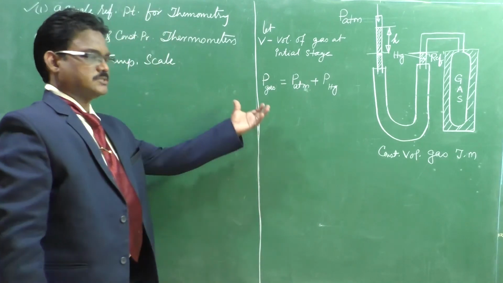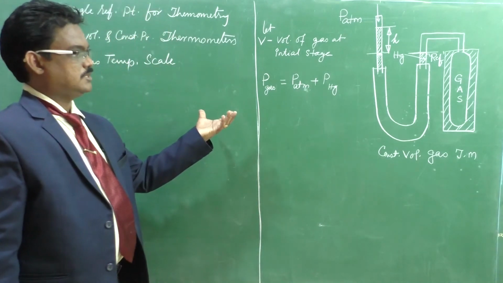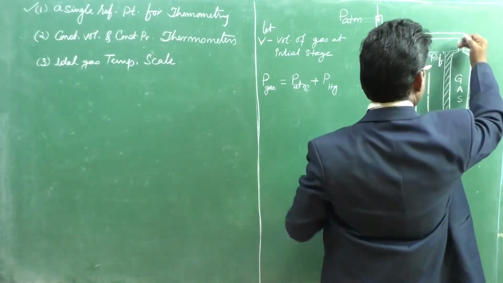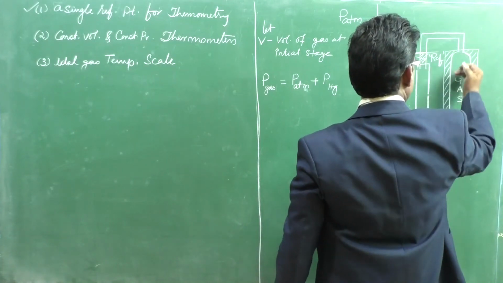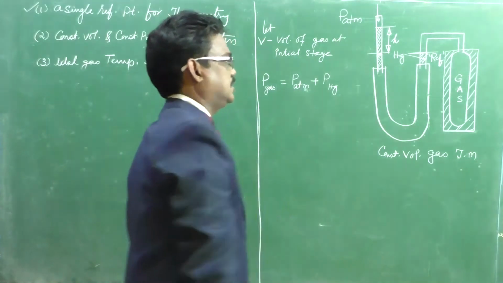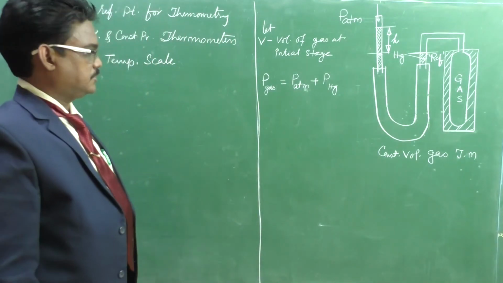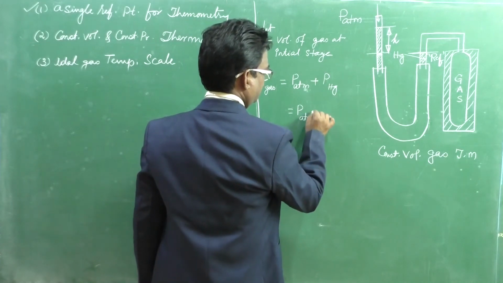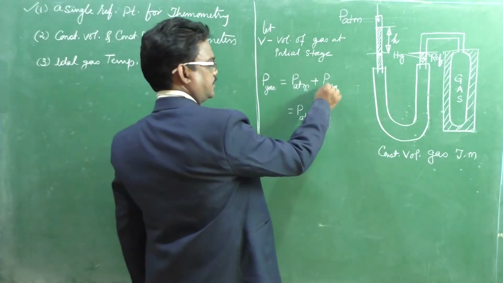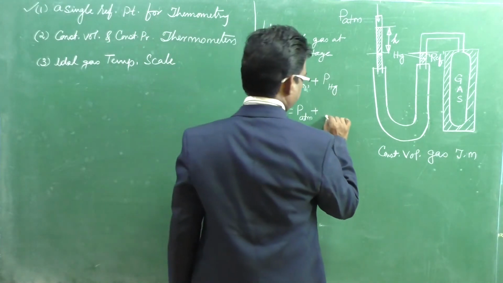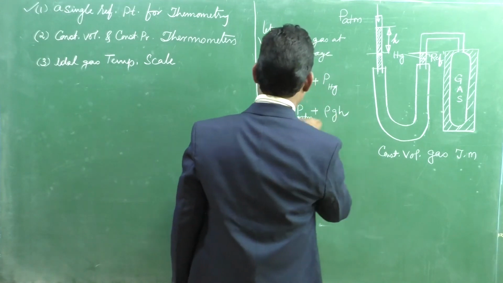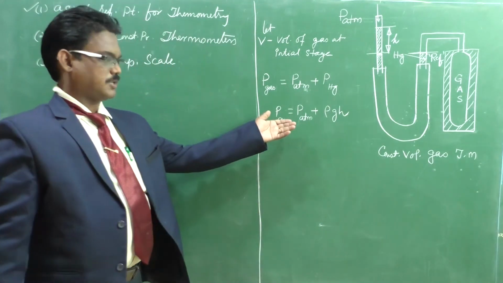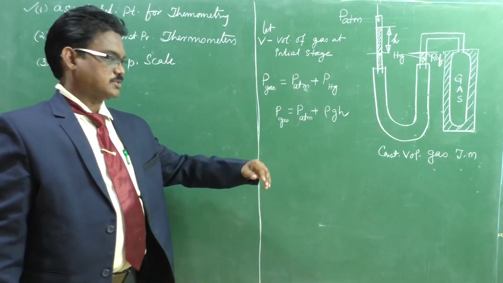Okay, is it right? You can just check. Pressure of gas, we have taken this as the reference. Okay, at equilibrium the pressure exerted by this gas is equal to atmospheric pressure plus mercury pressure. Next, this can be written as P atmospheric plus rho g h. You can write it like this: pressure of gas equals atmospheric pressure plus rho g h.